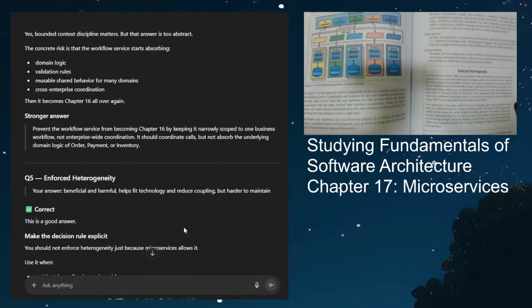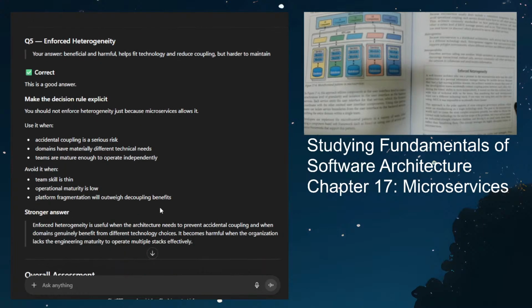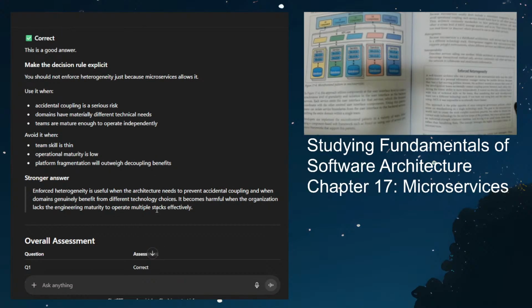Enforce heterogeneity: your answer is beneficial and appropriate for speeding up algorithms but harder to maintain. You should not enforce heterogeneity just because microservices allow it. Use it when accidental coupling is a serious risk and there are material differential needs. Avoid it when team skills and operational maturity are not strong. Enforce heterogeneity is useful when the architecture needs to prevent accidental coupling, when domains genuinely benefit from different technology choices. It becomes painful when the organization lacks the engineering maturity to operate multiple stacks.